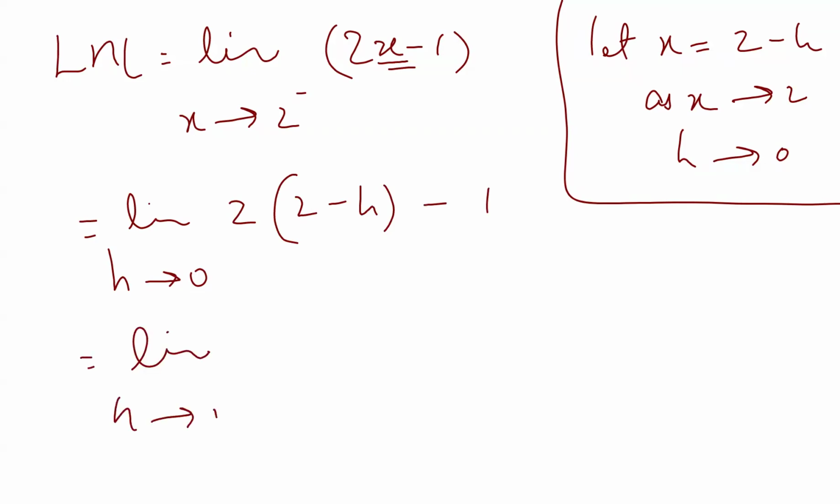Limit h approaching 0. There is no denominator, so no need to simplify this further. If there is no denominator, you can just put the value of h as 0. So 2 into 2, 4 minus 1, that is 3. Okay. So now try and understand one thing.